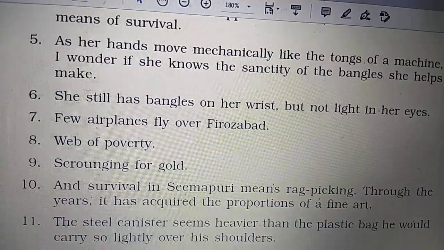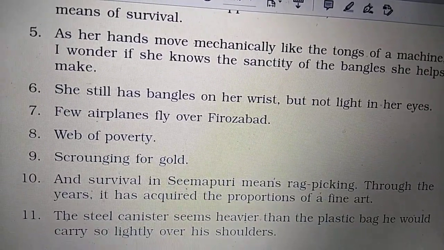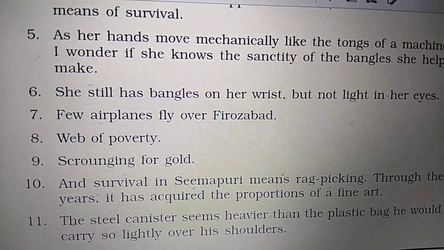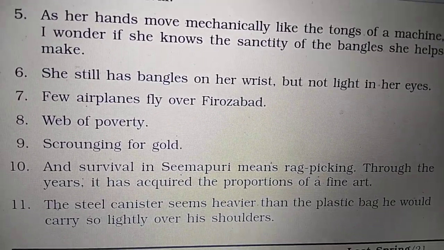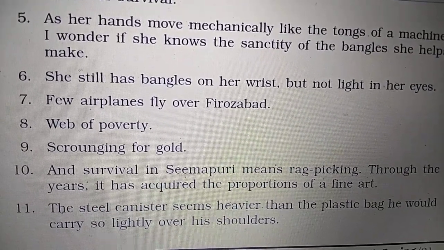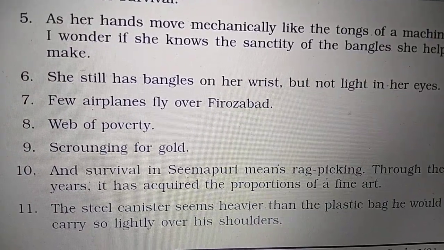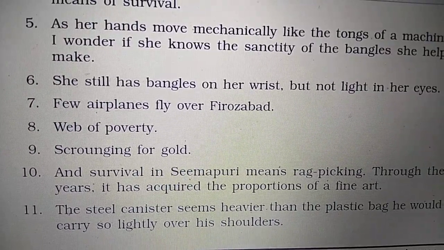Okay. So children, these were the literary devices used by the author in these sentences. You will just read them again and understand them fully on your own.